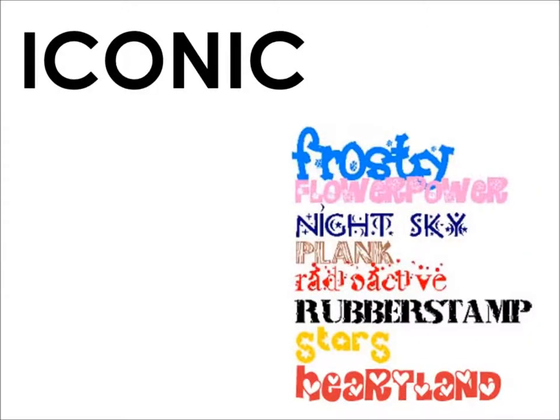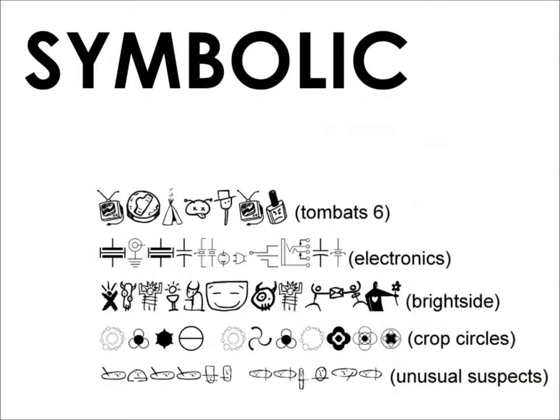Another category is iconic, meaning that the text is actually designed with icons embedded in the design of the font. So Frostbite looks frosty with snowflakes. Flower Power has flowers, etc. And finally, there's the symbolic category, where the fonts are entirely made up of symbols rather than conventional letter and number forms. Wingdings is a symbolic font. I once met a sixth grade teacher who could read and translate Wingdings.